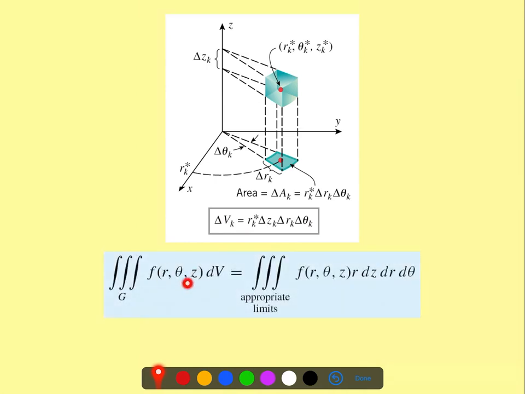So if we have a function in here, you can throw that in, but the triple integral is going to be a triple integral with respect to z, r, and theta, where we have an extra r in here for the dV. It becomes dV again, r dz dr d theta. So we get an extra r there, just like we did in polar coordinates.